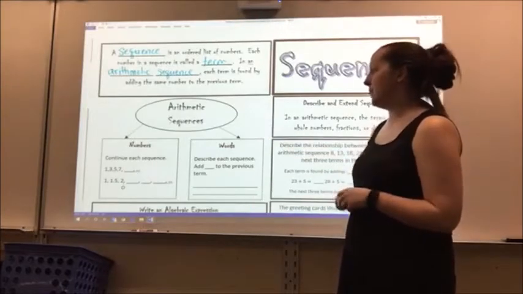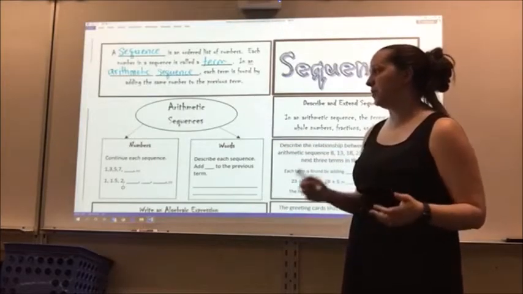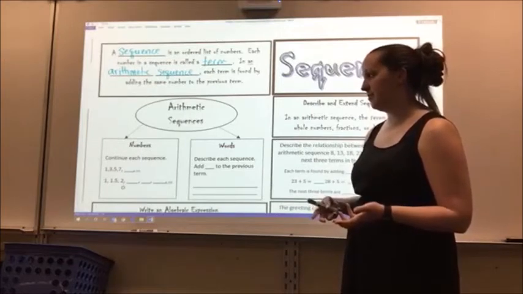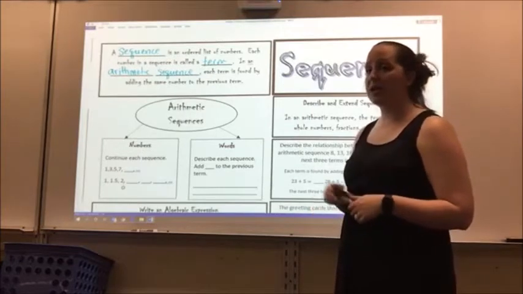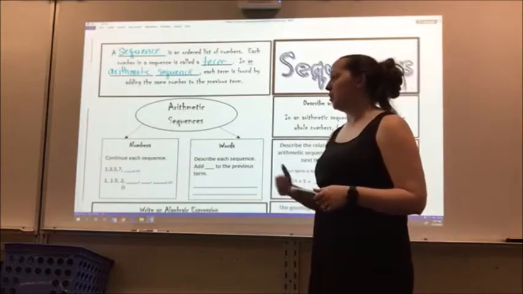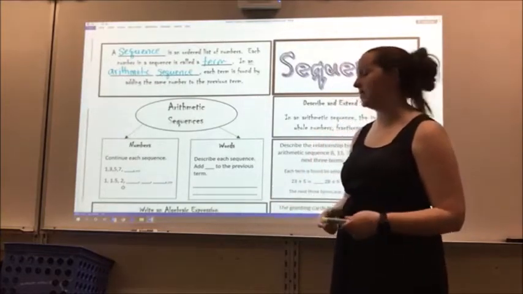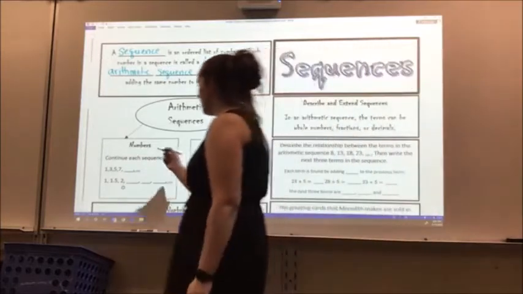So let's look at an arithmetic sequence. I want to continue the sequence 1, 3, 5, 7. Well, each time I'm adding 2. So 1 plus 2 gives me 3, 3 plus 2 is 5, 5 plus 2 is 7, 7 plus 2 would give you 9.